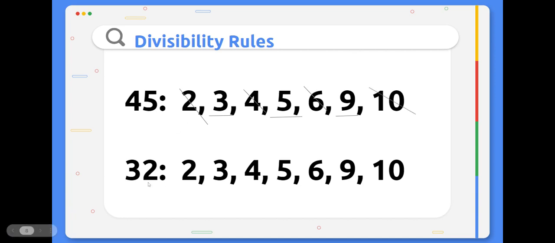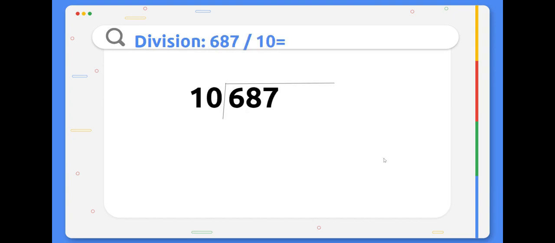Looking down here, 2 works because it ends in a 2. 3, if I add these up, I get 5. 3 doesn't work. 4, if the last two numbers make a number, well, I know 4 times 8 is 32, so 4 works. Doesn't end in a 0 or 5, so 5 doesn't work. 2 worked, but 3 didn't work, so 6 doesn't work. If I add them up, I get 5. You can't divide 5 by 9, so 9 doesn't work. And it doesn't end in a 0, so 10 doesn't work. All right, let's go on.